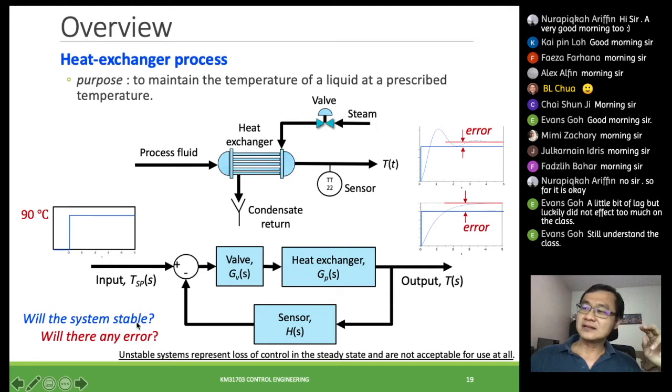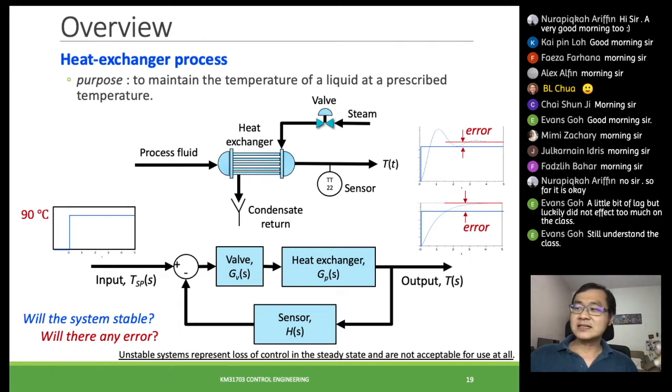But we will do this in the next chapter, talking about how we evaluate whether the system is stable or not. Instability would result in the value continuing to grow out of control, and then we say the system is unstable. We don't want that kind of system in the first place. If the system is unstable, there is no point in measuring the error.